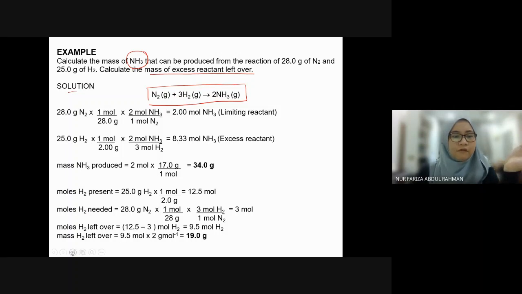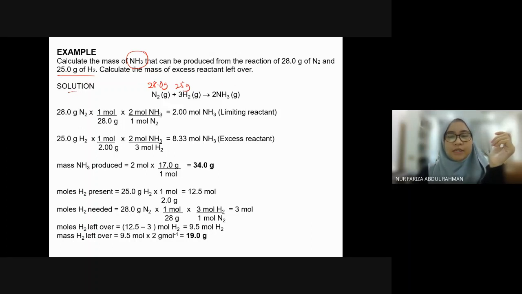Okay, so from the information given, kita assign lah, okay, 28 gram of nitrogen. So this is 28 gram. Hydrogen is 25 gram. Okay, so there is no other information given. Okay, tak apa. Dia hanya tanya mass of excess reactant left over.